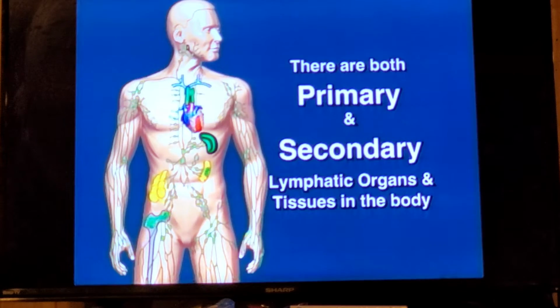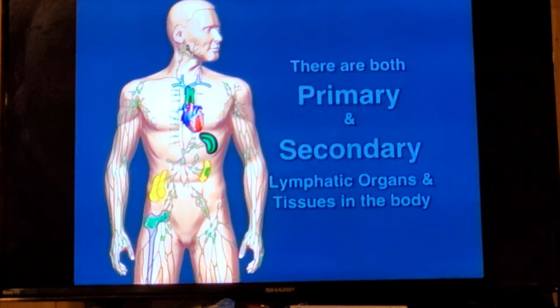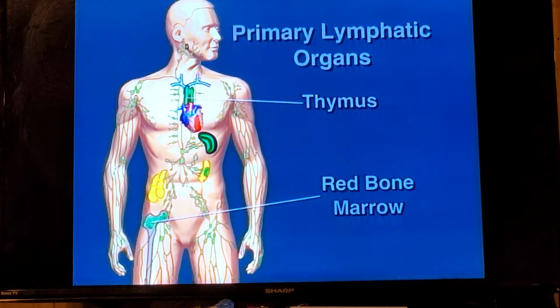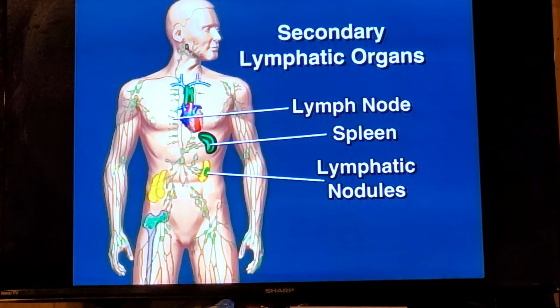There are both primary and secondary lymphatic organs and tissues dispersed throughout the body. The primary lymphatic organs and tissues include the red bone marrow and the thymus. In these areas, stem cells divide to become immunocompetent, or capable of immune response. The secondary lymphatic organs and tissues include the lymph nodes, spleen, and lymphatic nodules or follicles. These areas are where the majority of immune response takes place.